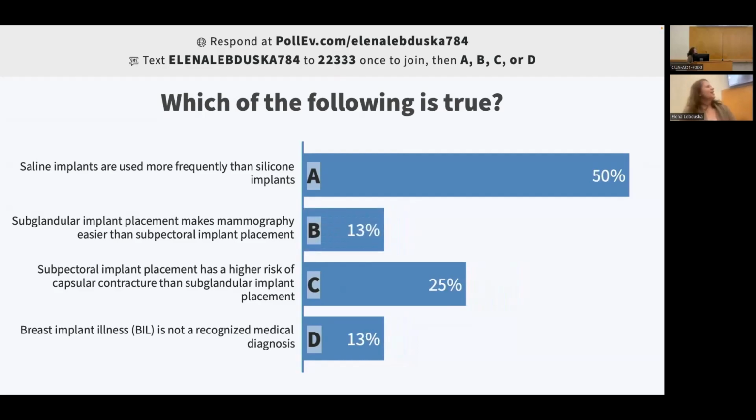All right, so we have a wide variety of responses, which is good. Actually, the true answer is D. Breast implant illness is actually not a recognized diagnosis. It is a constellation of symptoms. So we will go over everything else. Okay, we got one more question for you on the next slide.